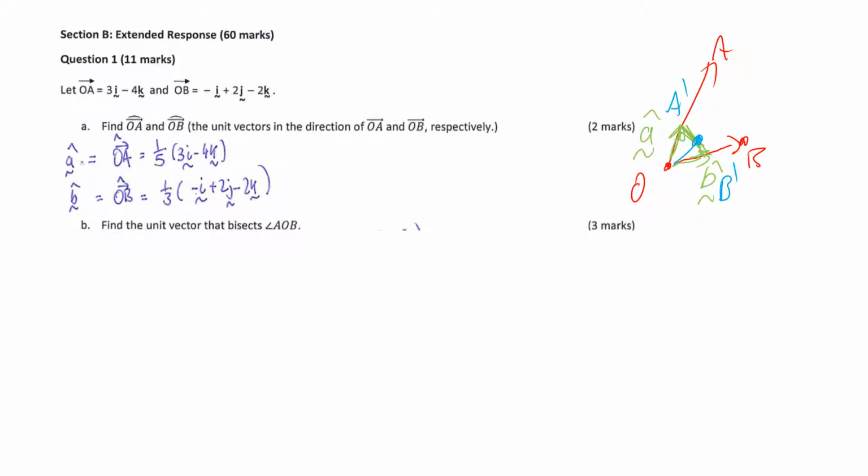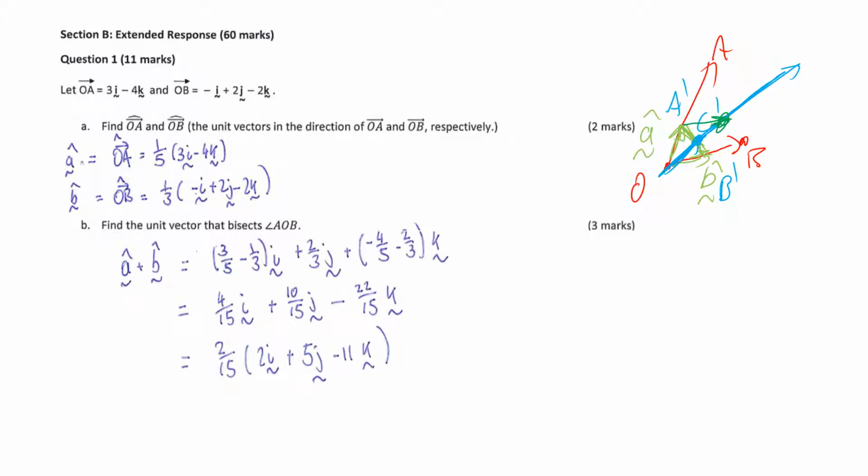Okay, now of course that is a bisector, but of course any multiple of that vector will also be a bisector of AOB, and that's all we're really after. So at the end of the day, rather than finding specifically the midpoint of A dash and B dash, all we really need to do is just add A hat and B hat together. And we know we're going to be dealing with some position vector that bisects AOB. So let's just quickly bring up the solutions.